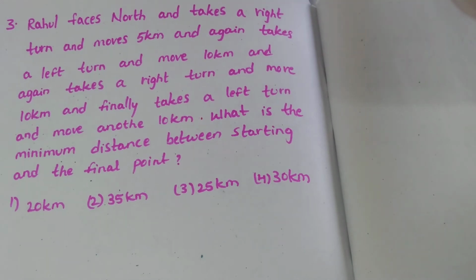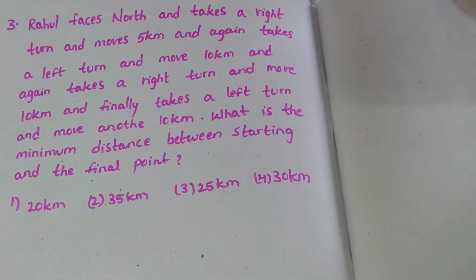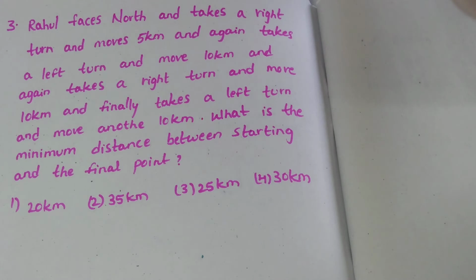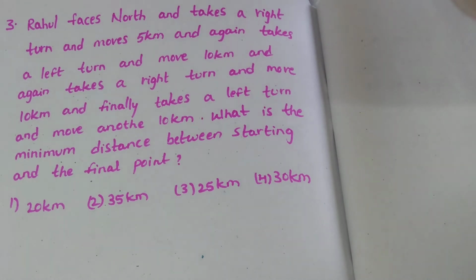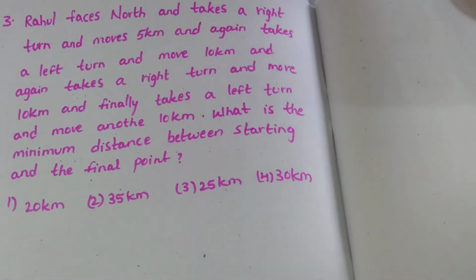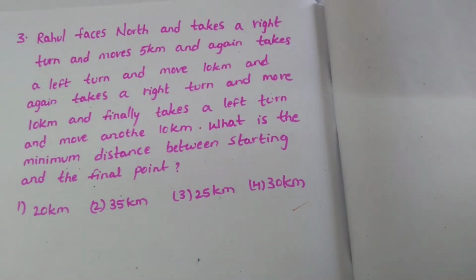Rahul faces north and takes a right turn and moves 5 kilometers, and again takes a left turn and moves 10 kilometers, and again takes a right turn and moves 10 kilometers, and finally takes a left turn and moves another 10 kilometers. What is the minimum distance between starting and the final point?